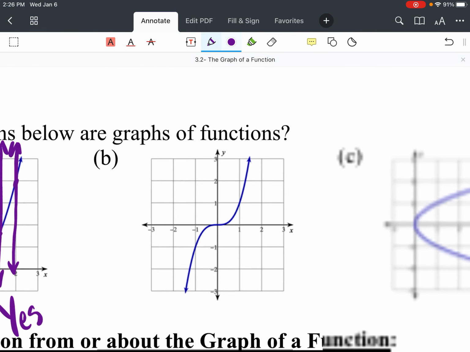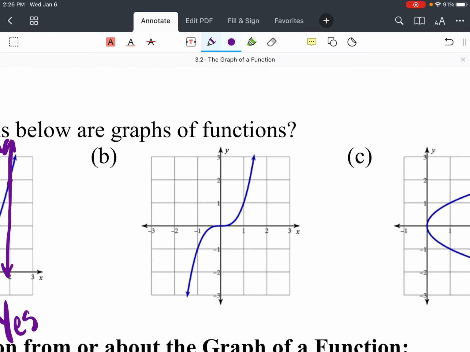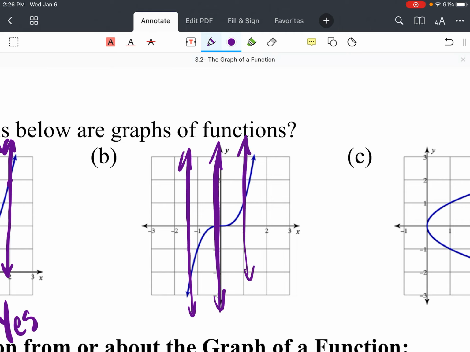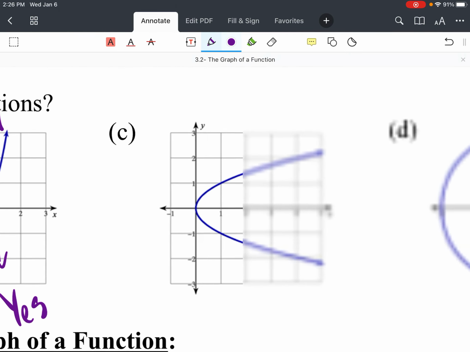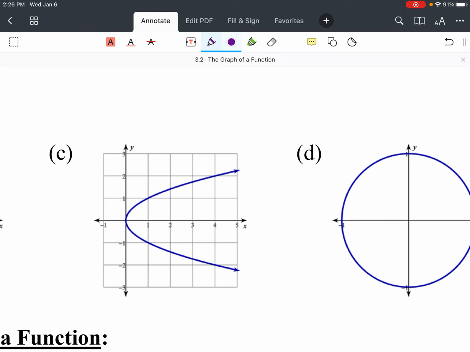Okay, let's look at part B though. All right, let's check this one. So if I were to draw a vertical line anywhere on this graph, so just draw a bunch of vertical lines, notice that again, my vertical lines never intersect more than once. So it never intersects my graph more than once. So again, this is another example of a function.